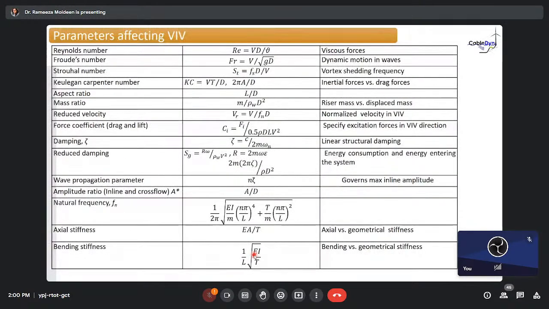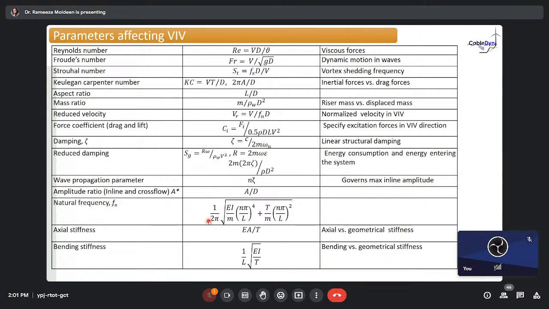So along with the Reynolds number, the Strouhal number is nothing but the vortex shedding frequency. It will give the shedding frequency, and then the normalized velocity which will be acting on the cable, and damping. Damping is another important property. There are two types of damping: structural damping and hydrodynamic damping. The total damping will be a combination of structural and hydrodynamic damping, and then the reduced damping.